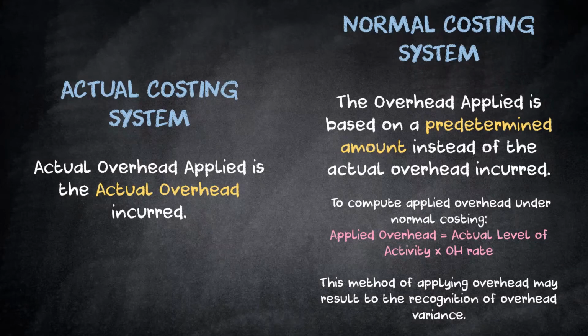computed na OH rate. So, sa normal costing system, ang pag-apply ng overhead ay maaaring magresulta sa overhead variance. Overhead variance meaning we may have over-applied or under-applied. Maaaring sumobra, maaaring nagkulang tayo. So usually, sa mga beginning companies, ang prefer nila is yung actual costing system since wala pa silang way of estimation para malaman yung POHR na gagamitin sa normal costing system.